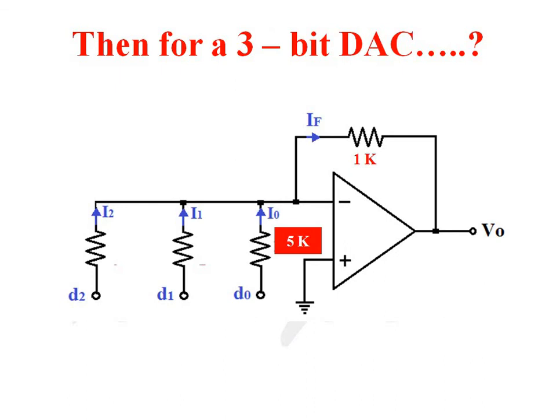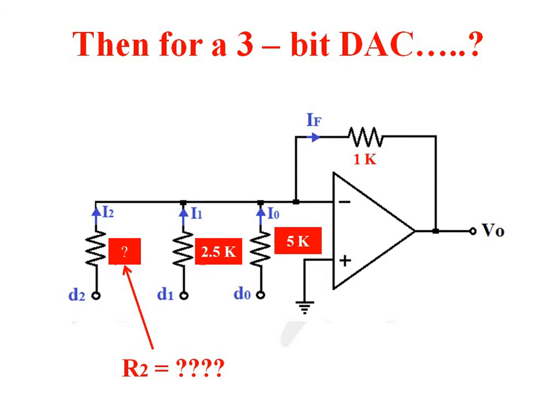Now let us consider a 3-bit digital to analog converter. Value of resistance between LSB of the input and inverting input of the operational amplifier is equal to 5 kilo ohms. Value of resistance between the next significant bit and inverting input is equal to 2.5 kilo ohms, and the value of resistance R2 is unknown. So here we have to find the value of resistance R2.